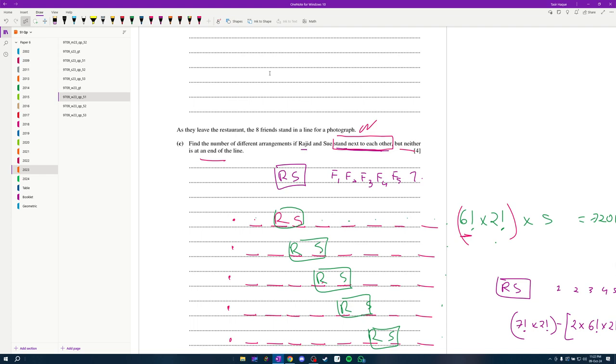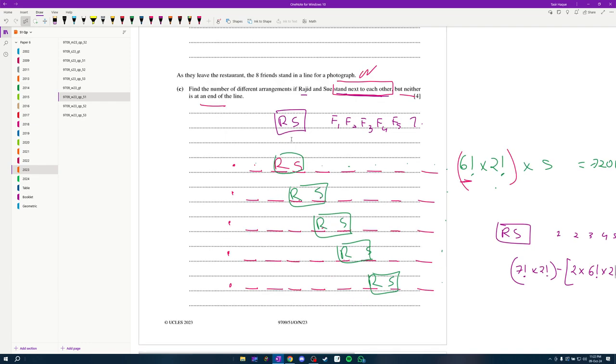Moving on. As they leave the restaurant, the 8 friends stand in a line for a photograph. Find the number of different arrangements if Rajit and Sue stand next to each other. So they're probably dating, guys, because they can't leave each other. Okay, so Rajit and Sue stand next to each other, but neither is at the end of the line.